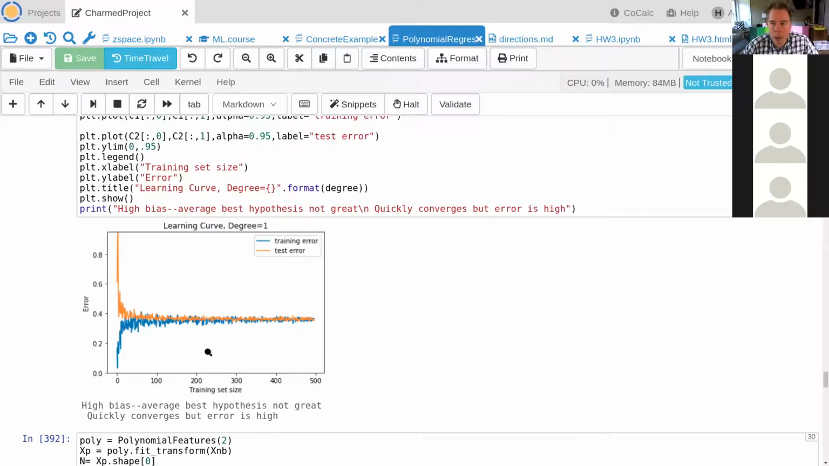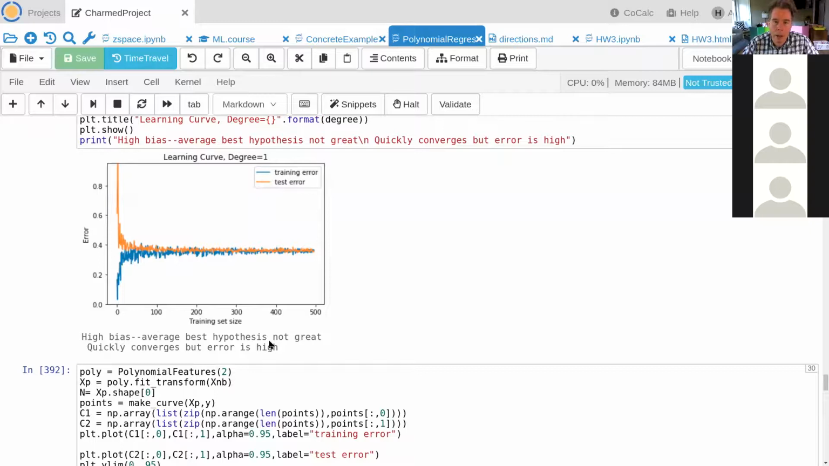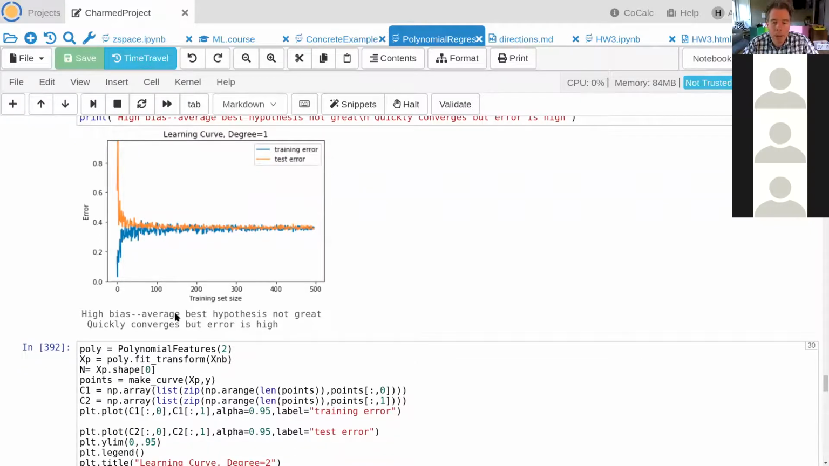because the bigger the training set is, the more representative it is of the way the data is, and so when the training data represents the way the data really is, then the line that you produce works better for the nature of that data, and that makes the test error come down. So notice that they slam together pretty quickly, and the asymptotic error rate here is about, let's just call it 0.4, okay? And so this is a high bias learning curve, because the average best hypothesis is not that great, and it quickly converges to a high error rate.